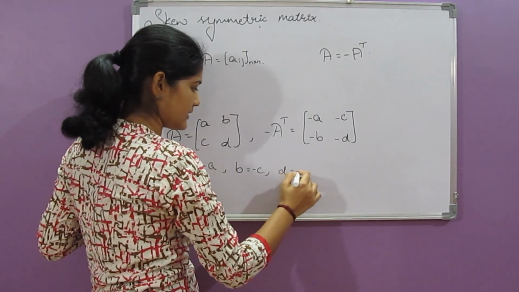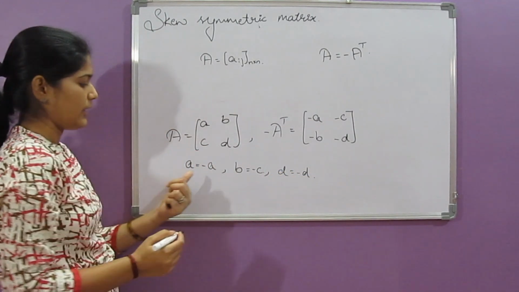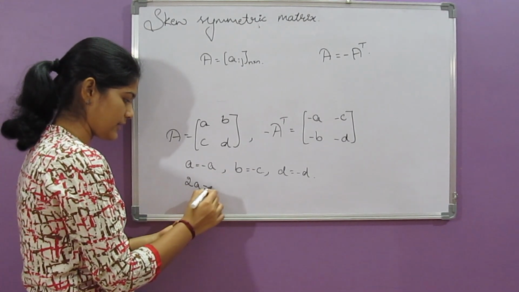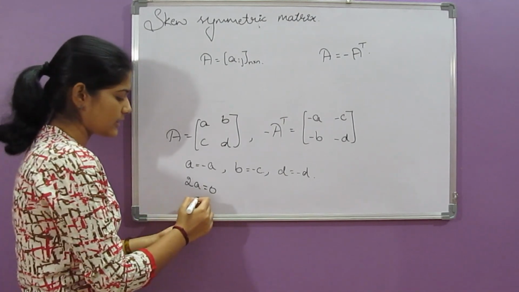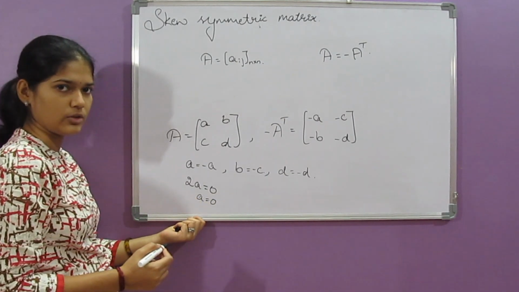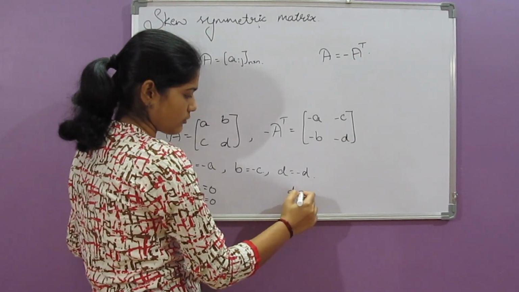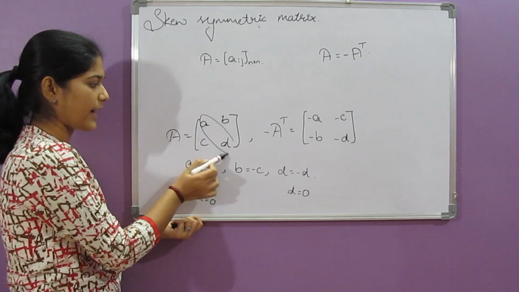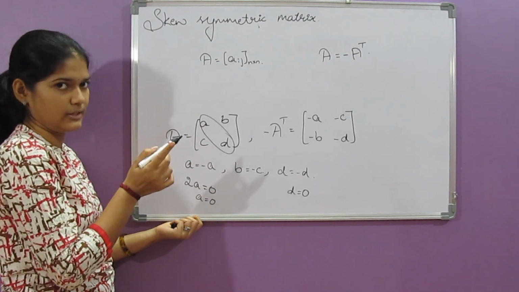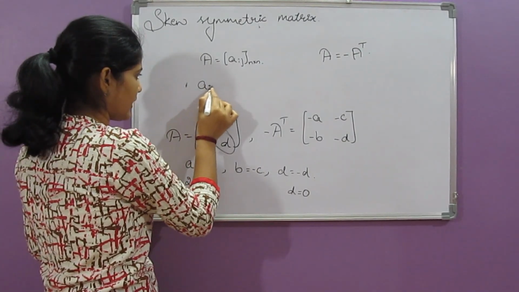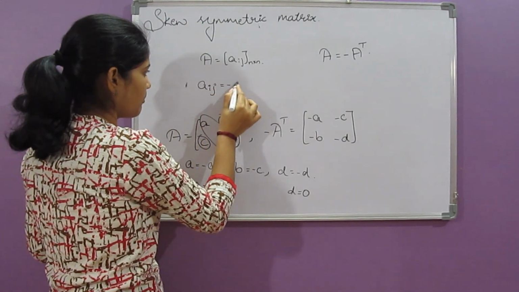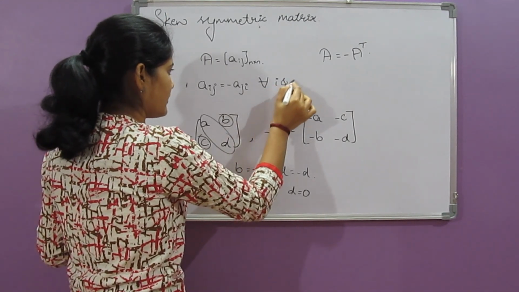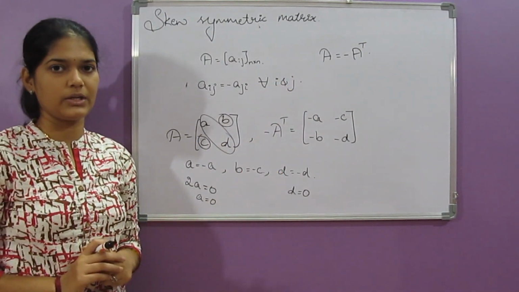And lastly D is equal to minus 2. A is equal to minus A means we will get 2A is equal to 0. 2A is equal to 0 is nothing but A is equal to 0. Similarly, for this also we will get D is equal to 0. That is, we will get all the diagonal entries as 0 in a skew-symmetric matrix. Aij will be equal to minus Aji for all i and j. This is about skew-symmetric matrices.